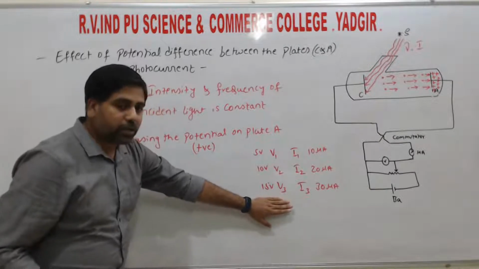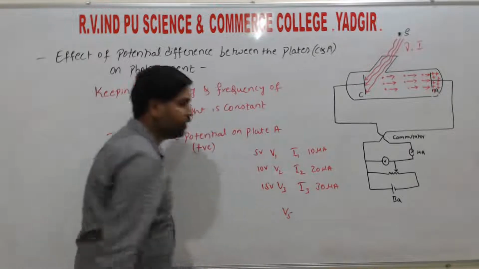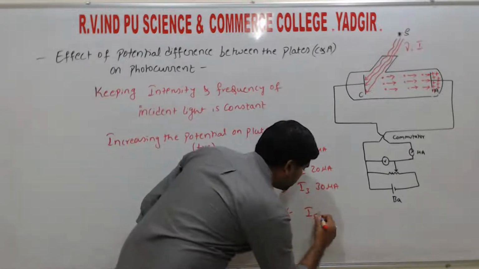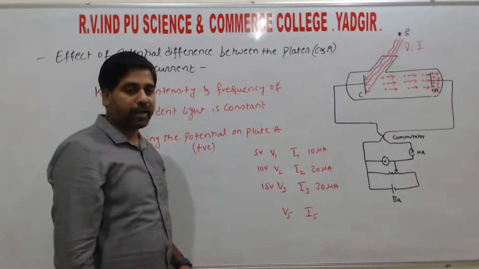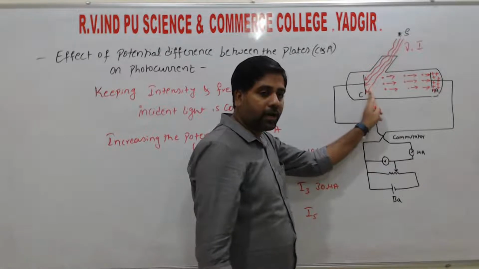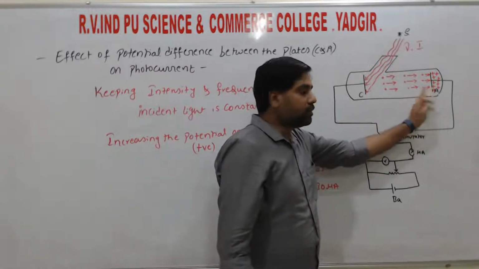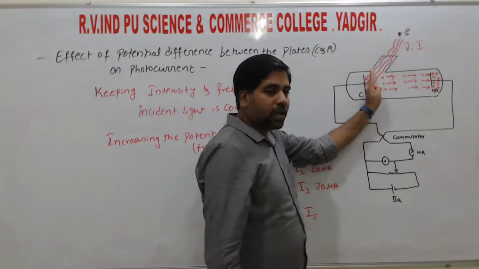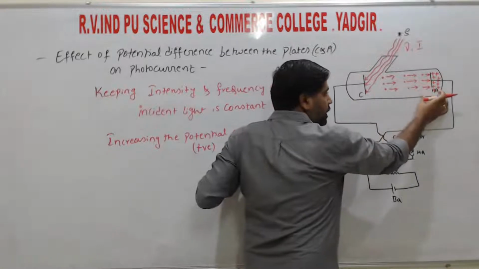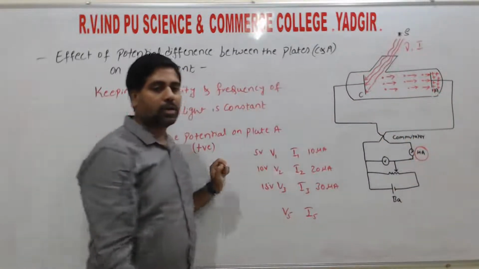For a particular potential, for example V5, we get the maximum current, that is I5. That is nothing but all the electrons which are emitted by the plate C are attracted by the plate A. That is, all the electrons emitting from this photosensitive plate are attracted by A. Hence here we are getting the maximum current.